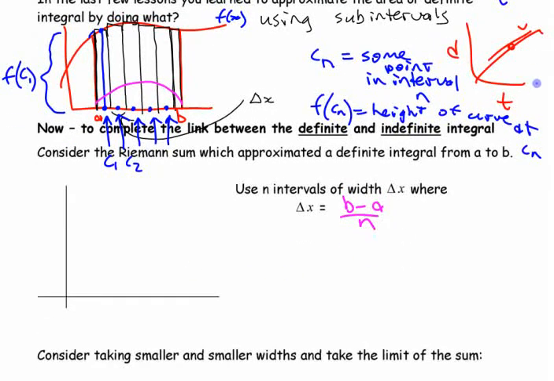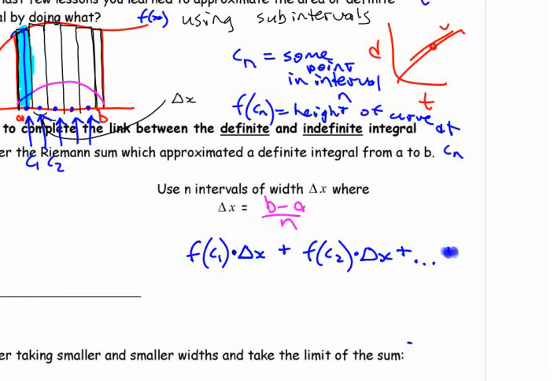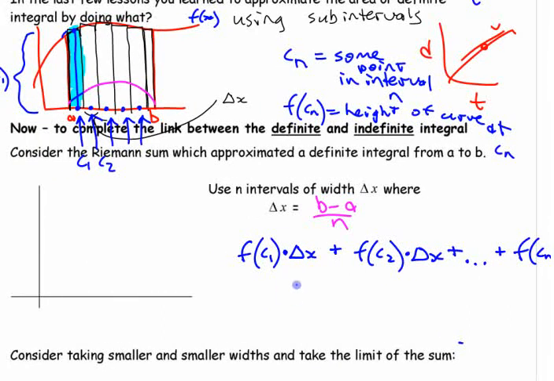The area under the curve is then the area of each of those. The area of the first rectangle is f at C1 times delta x, however wide that is. The area of the second rectangle is f at C2 times delta x. Plus, dot, dot, dot, all the way up to f at Cn times delta x. Or in other words, the area is the sum. You remember this notation? Sigma notation?